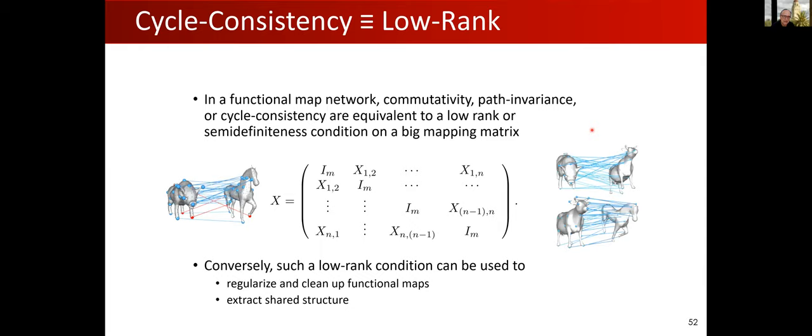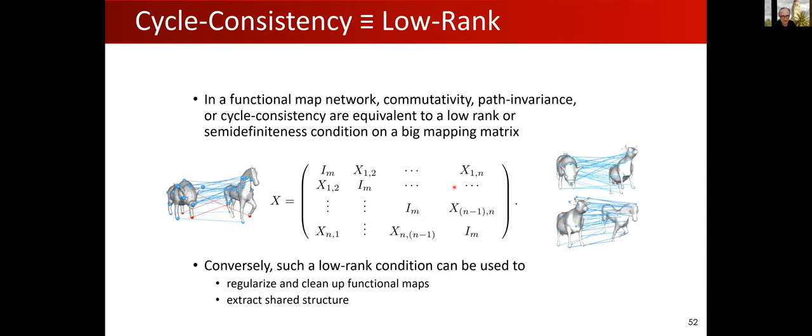And more generally, if we have, say, a group of n objects, and think of this big mapping matrix where the Xij entry is a block that indicates how you map object I to object J. If we had perfect path invariance or loop closure, so going around any loop gives us the identity, or going between any two nodes but with different paths gives the same result, it turns out that's a very, very strong condition on this matrix. Extremely strong. This matrix has to be low rank because of all these dependencies the cycle closure path invariance introduces. It also has to be positive semi-definite.